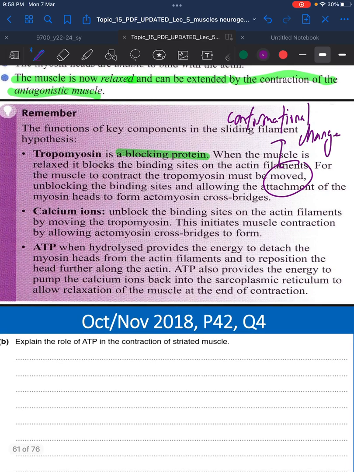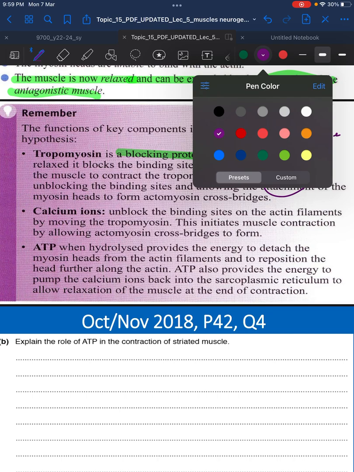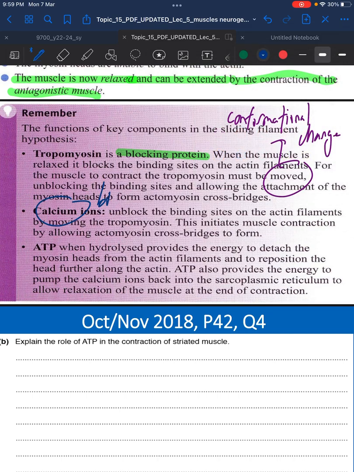Calcium ion will help to unblock the binding sites by moving the tropomyosin. But of course, before that the calcium ions will bind to, it's not really clear here, the calcium ions bind to troponin. Remember, it binds to troponin first, only then the tropomyosin can be moved, which will expose the binding sites for the myosin head.